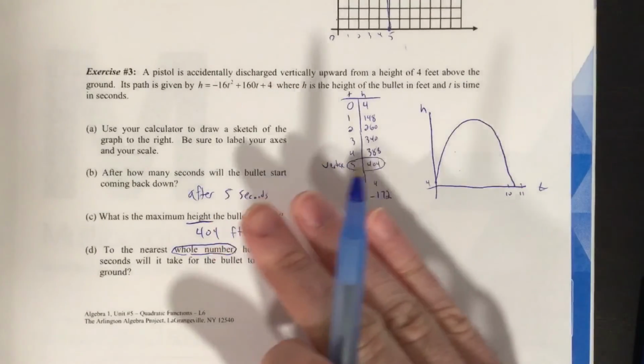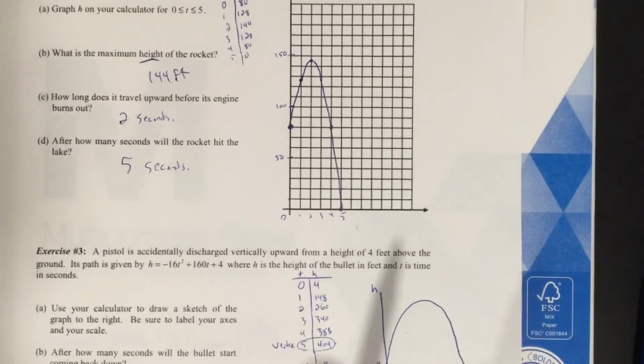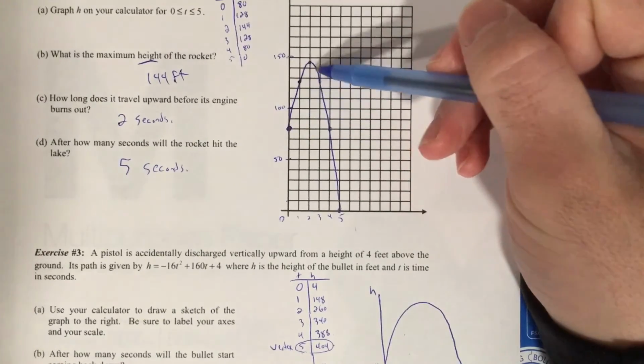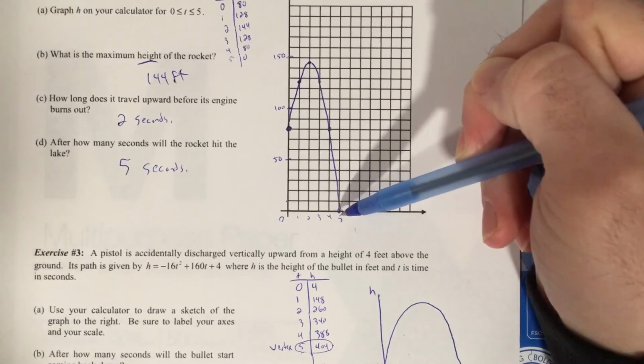That's not the case for all of them. If you notice in example 2, it started at 80 feet, so it went up 2 seconds, but then took 3 seconds to hit the ground here.